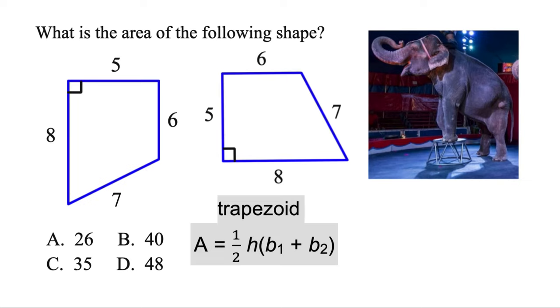Okay, if we label ours correctly, we'll orient it this way, because we want the bottom to be flat on the ground, and the top is also going to be flat for the elephant to stand on. From there, you could see, okay, h is the height. That's just going to be straight up and down. That's 5. B1, that's the base. That's the bottom, which is 8. B2, that's the other base, but that's the top, which is 6.